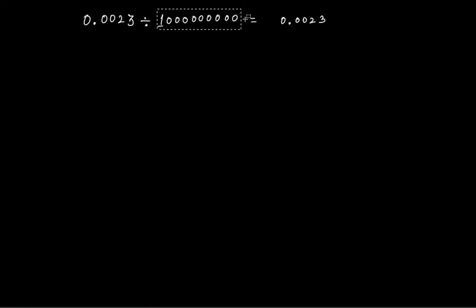One last example. Let's say it is 0.0023. If this is your number, 0.0023, and you have to divide this by the same 9 zeros, 1, 2, 3, 4, 5, 6, 7, 8 and 9. Okay, it means that it is 0.0023, and if I just copy it, Ctrl C, Ctrl V.